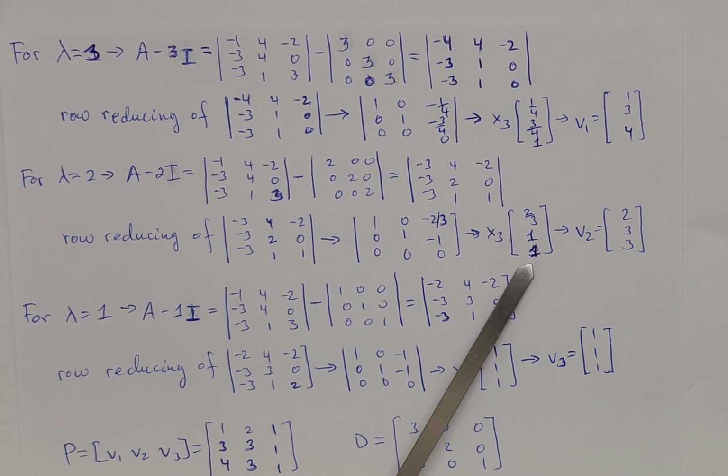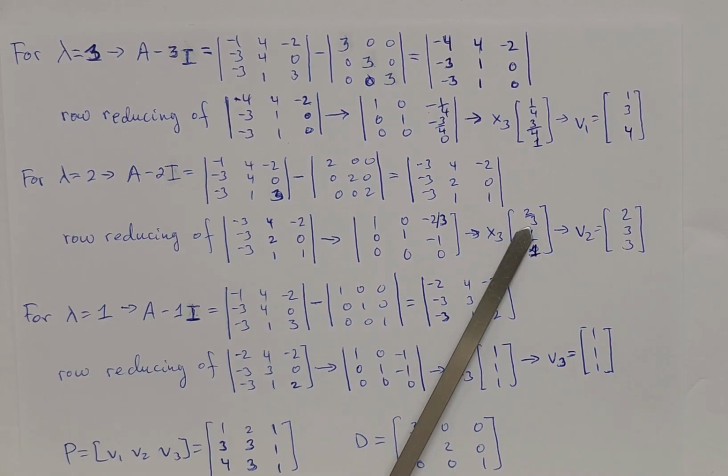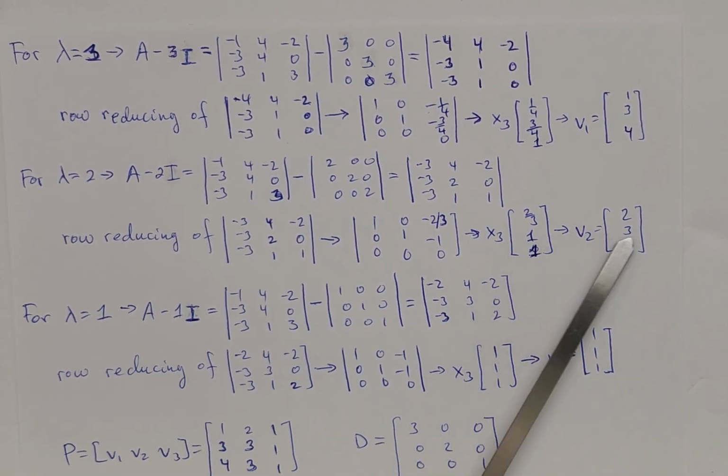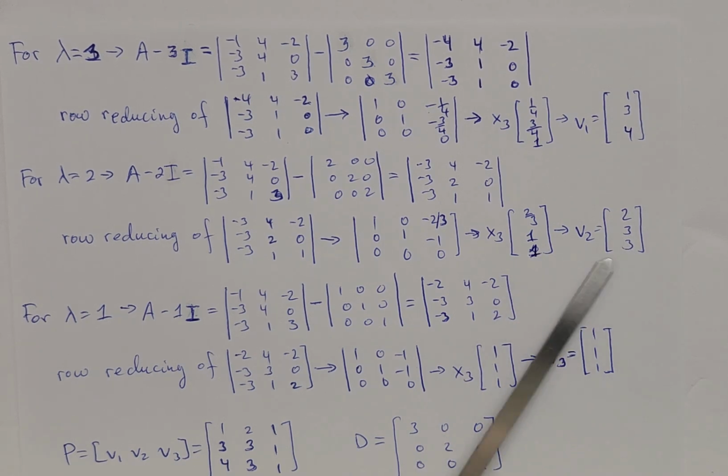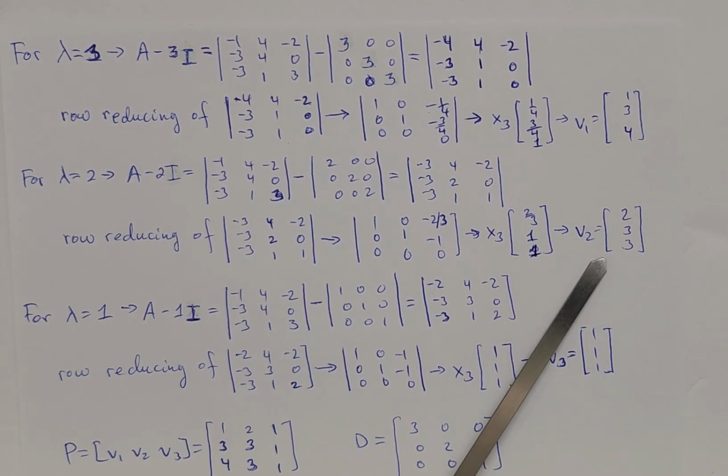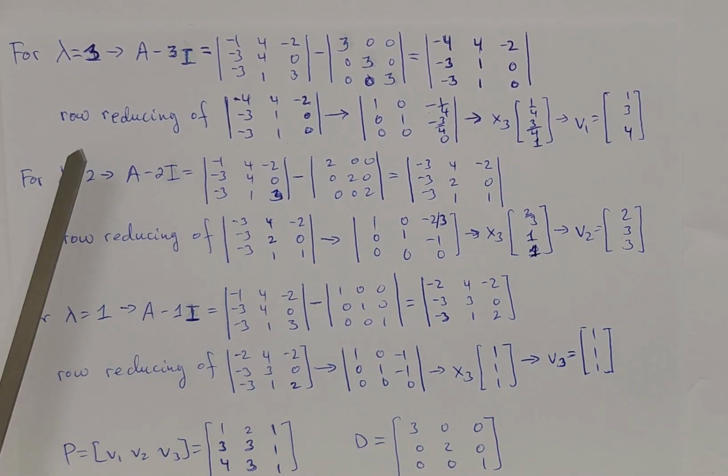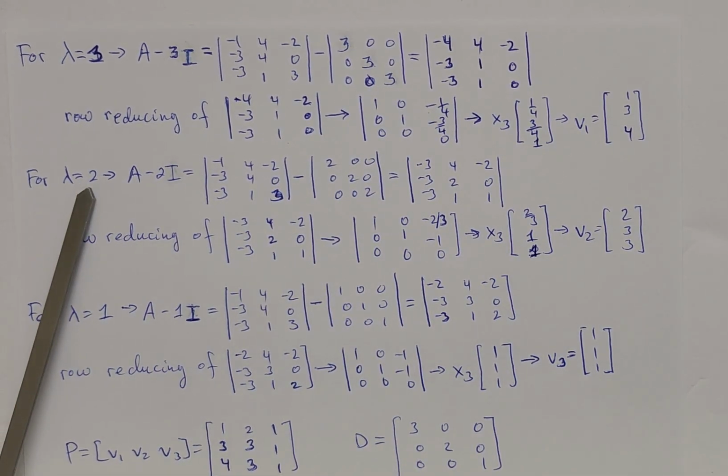Now I don't want fractions, so get rid of this denominator 3. So 3 times 2/3 is just 2. 3 times 1 is 3. 3 times 1 is 3. This is the second basis or vector that belongs to this eigenvalue 2.